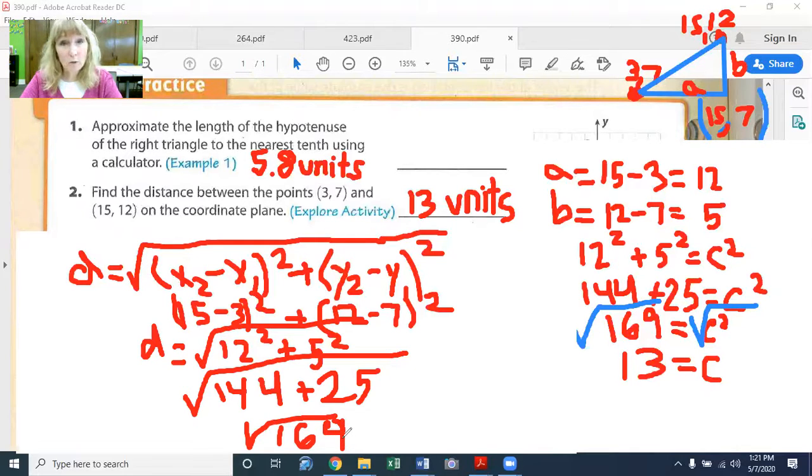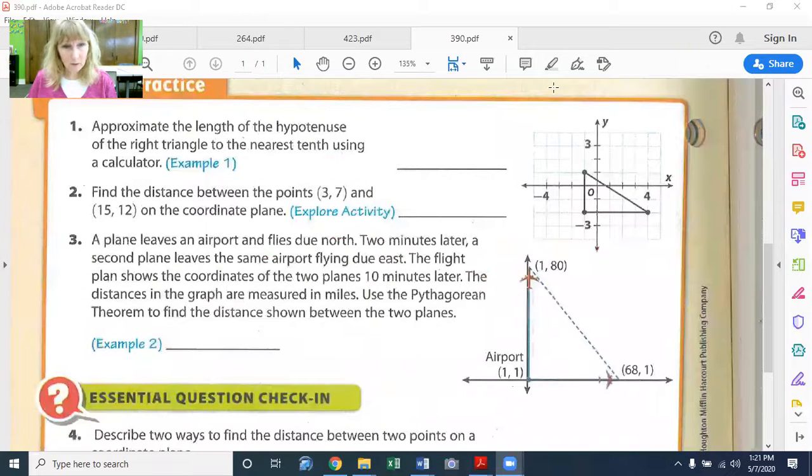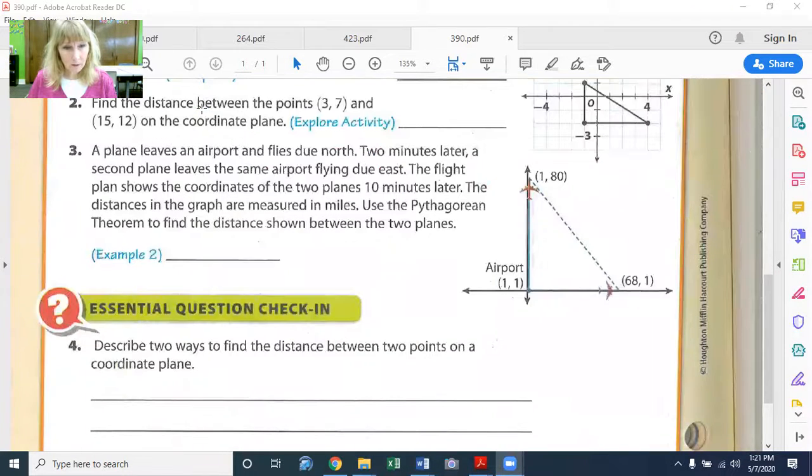It just depends on which way you like better. Do you like the distance formula, or do you like the Pythagorean theorem better? That's up to you. So we showed you both ways. So I'm going to clear all of these drawings, and let's look at number 3.